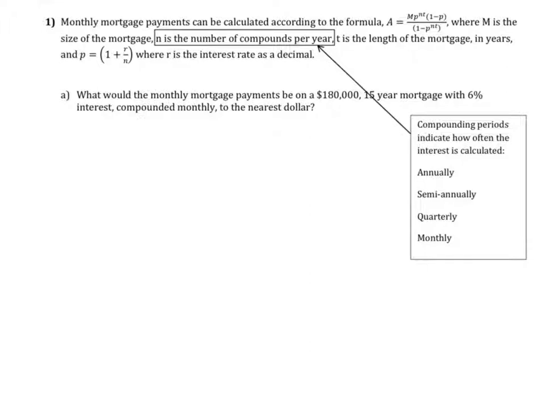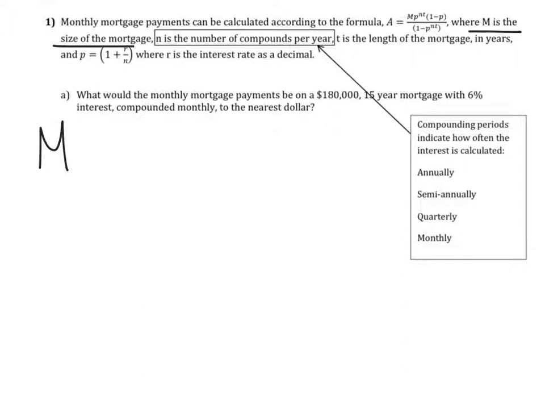What would the monthly mortgage payment be? So who was monthly mortgage payment? Okay, well that's what the formula is asking. So that's A. On $180,000, 15-year mortgage with 6% interest compounded monthly. All right, so again, we're going to go off to the side. We're going to identify all the players.